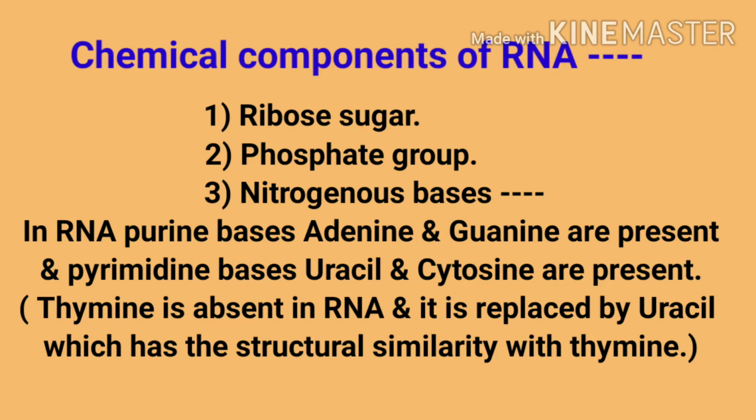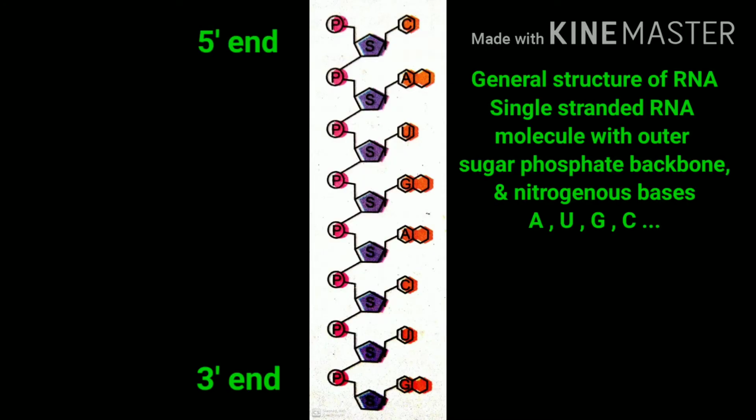Let's discuss the structure of RNA. Like DNA, chemically RNA is a polynucleotide molecule. Let's see some chemical components of the RNA. The major components are the ribose sugar, phosphate group and nitrogenous bases. Friends, in RNA, purine bases adenine and guanine are present, and pyrimidine bases uracil and cytosine are present. Please note that thymine is absent and it is replaced with the uracil, which has the structural similarity with the thymine. You can see the general structure of RNA in present figure.